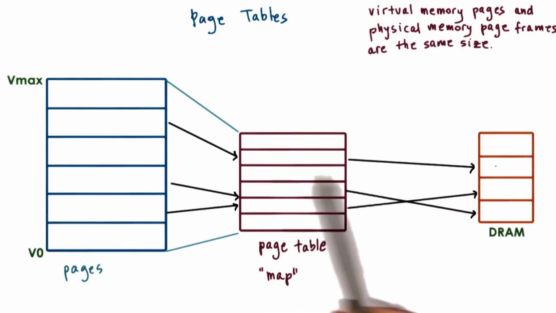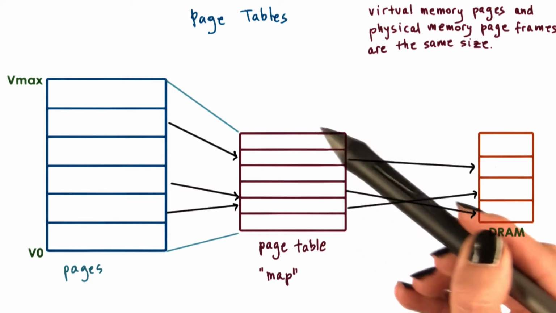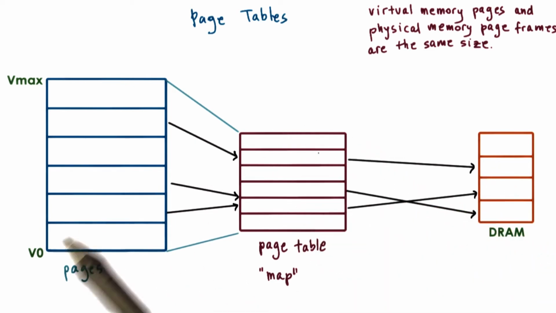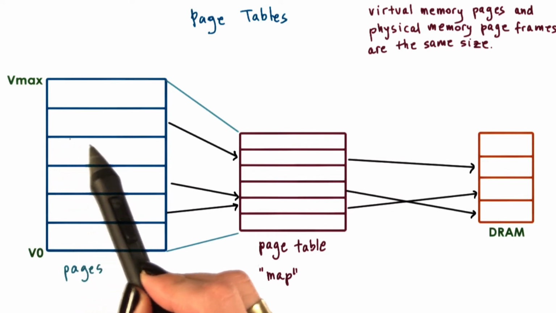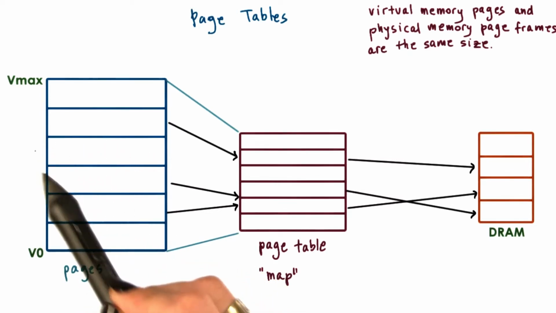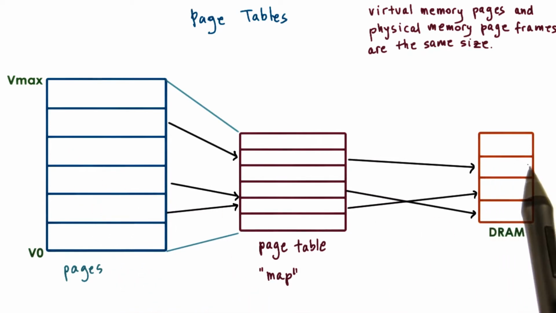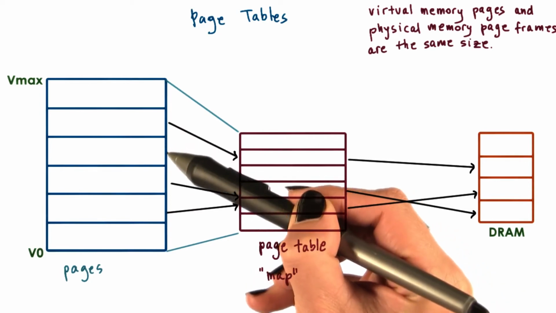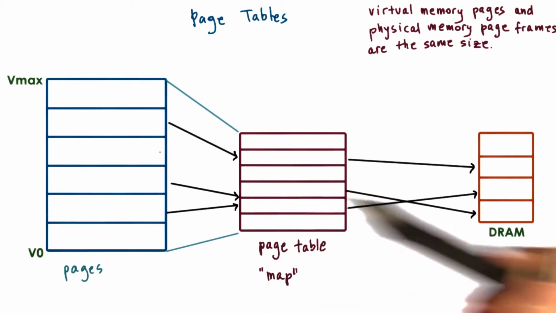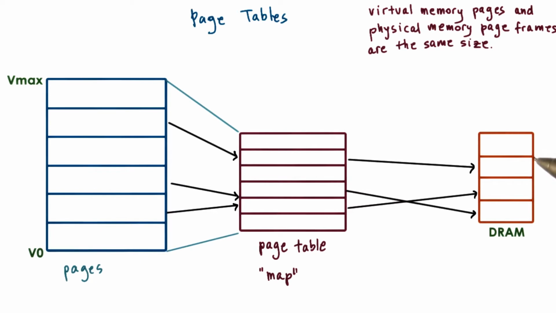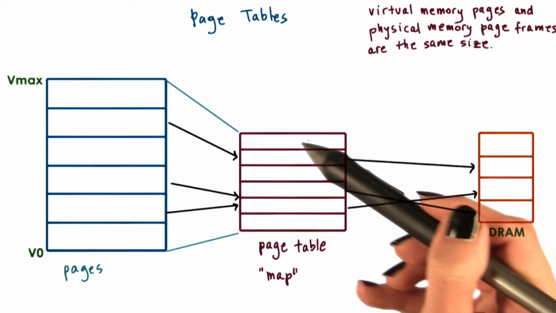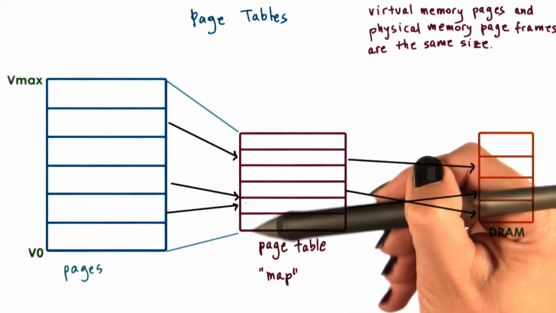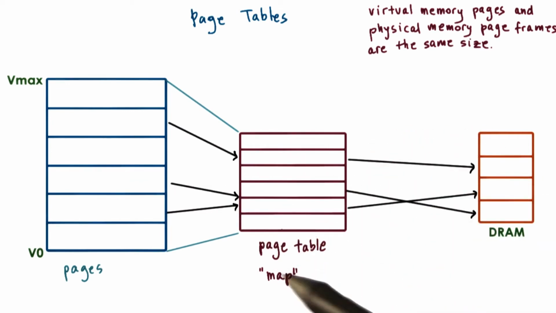By keeping the size of these two the same, we don't have to keep track of the translation of every single individual virtual address. Instead, we can only translate the first virtual address in a page to the first virtual address in a page frame in physical memory, and then the remaining addresses in the virtual memory page will map to the corresponding offsets in the physical memory page frame. As a result, we can reduce the number of entries we have to maintain in the page table.